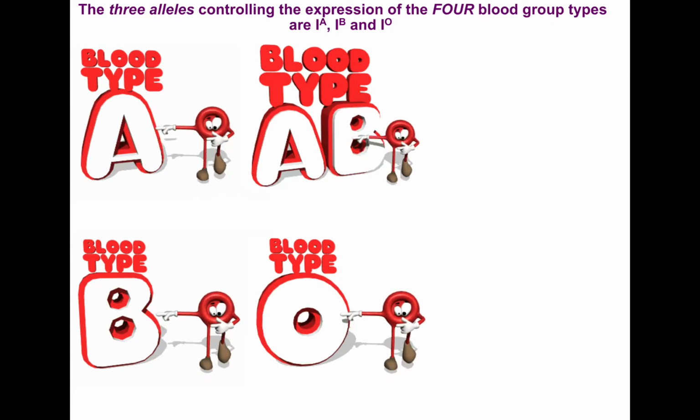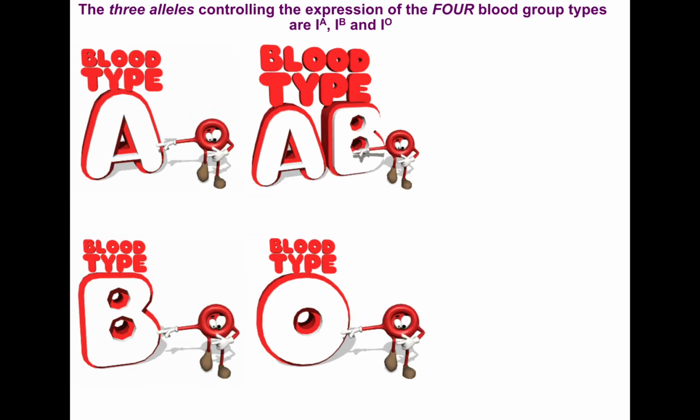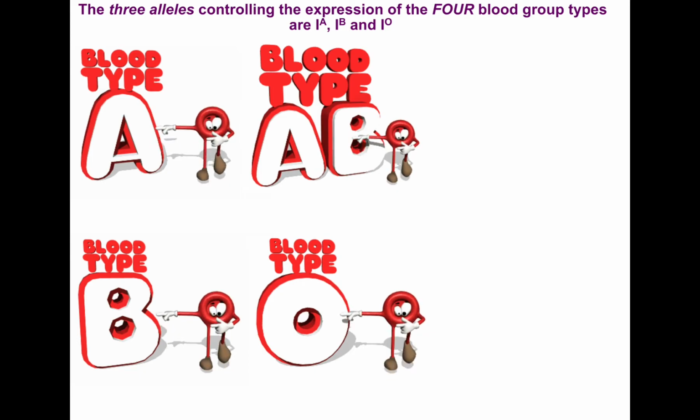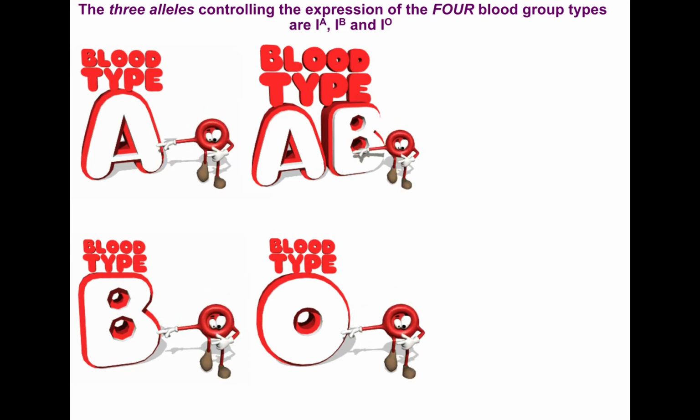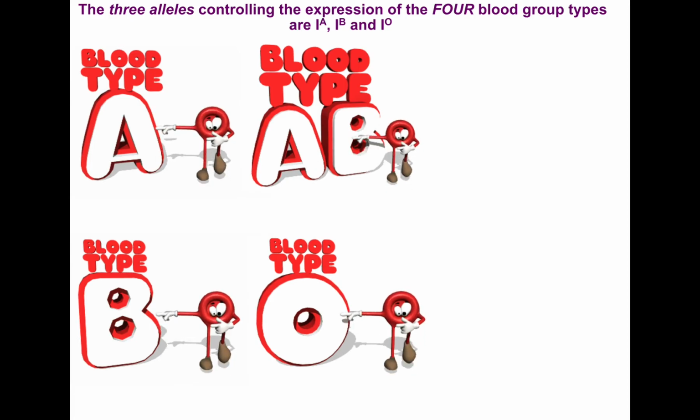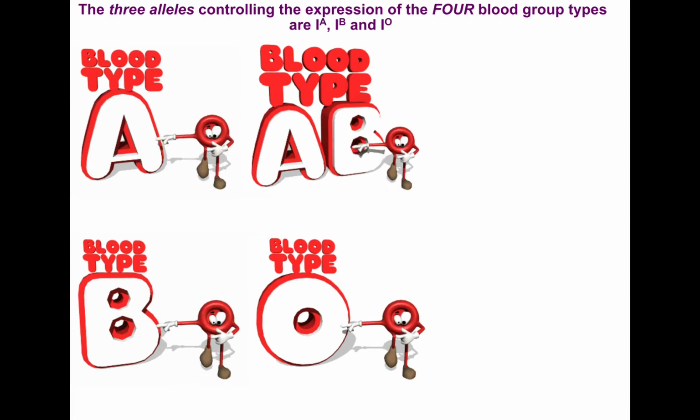So as a result, we can end up with the A blood group, AB blood group, B blood group, or the O blood group. The 3 alleles containing the expression of the 4 blood groups are: a gene for A, a gene for B, or a gene for neither. That's known as O.